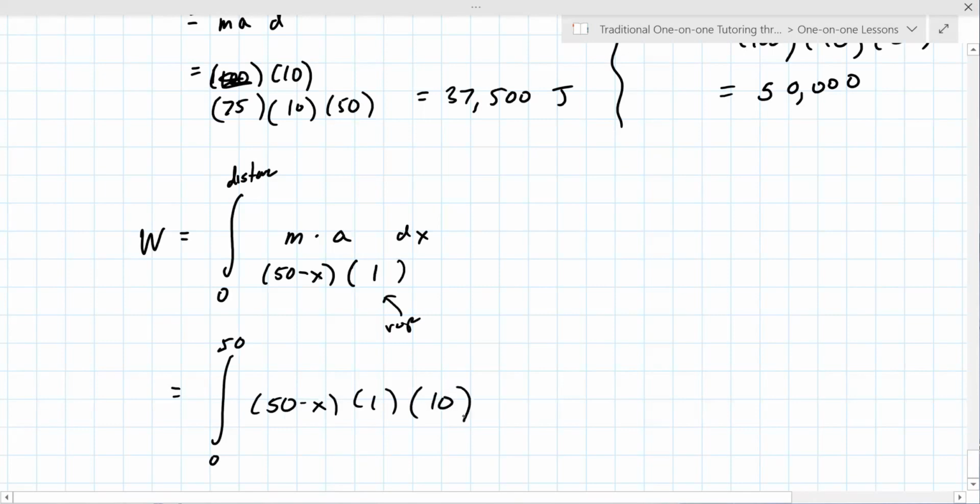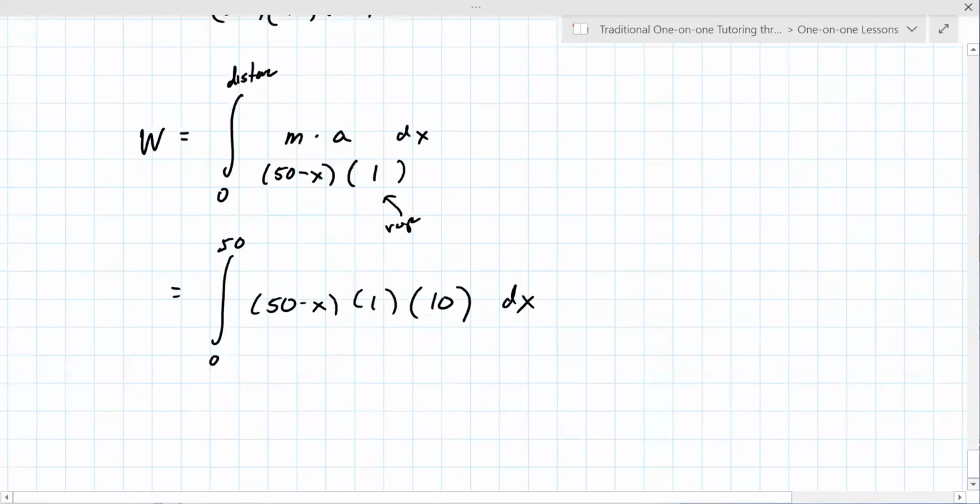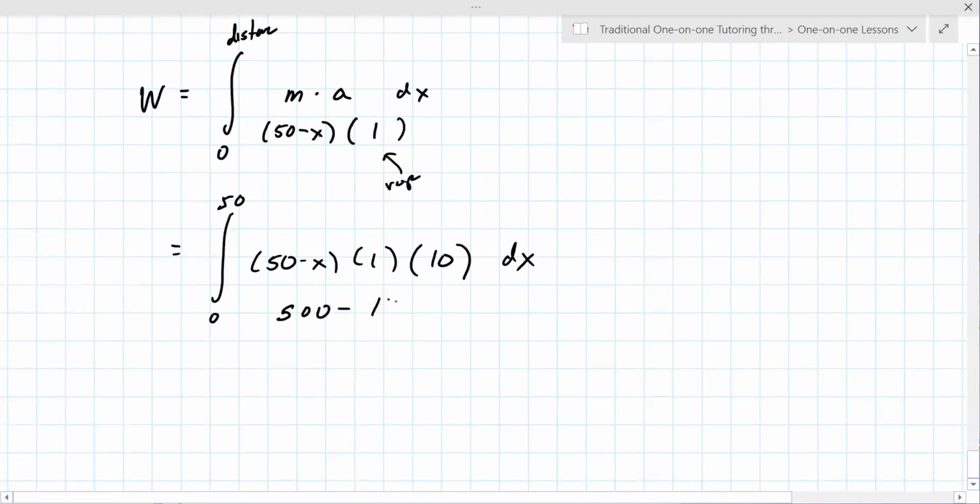Is that okay? Yep. Okay, so the only thing that's different here is now you're going to integrate. So it's 500 minus 10x squared. So it's 500x minus 5x squared, evaluated from 0 to 50. You might need a calculator. So you end up getting 12,500 for that.